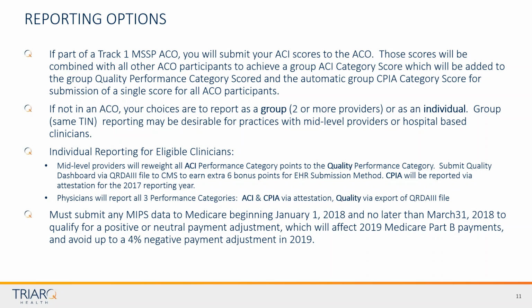Okay, reporting options. I've touched on this kind of throughout. As I mentioned earlier, if you are part of a Track 1 MSSP ACO, you will submit your ACI scores to the ACO. They will aggregate those scores across the group to achieve a single group ACI category score. That'll be added to the group quality performance score and then the automatic group CPIA category score. So there will be a single score for every person in that ACO. You'll all get one score.